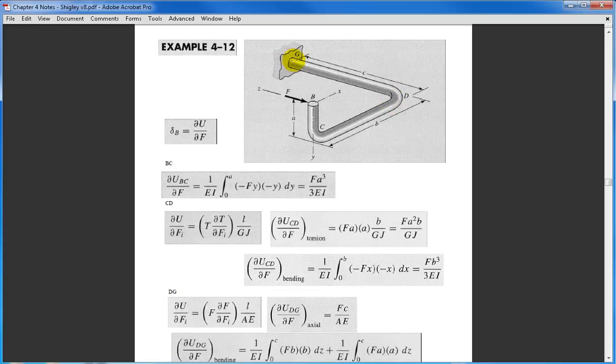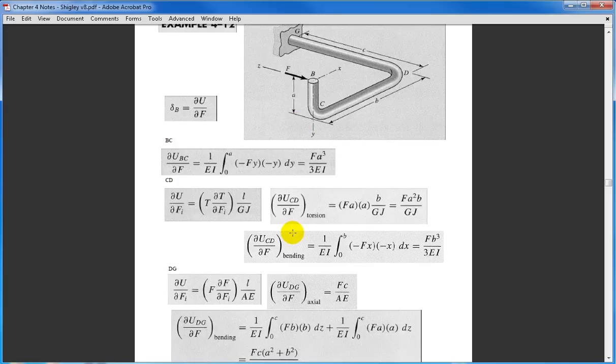Now we're going to get a deflection at B in the direction of F because of bending downward of this section. Bending downward of this section will cause this to move to the right. And if we were including axial tension, we could also get some deflection out of this because of axial tension. I don't remember if it was included or not, but this is our region D to G. Let's see what we have here.